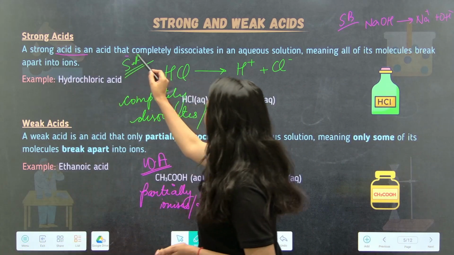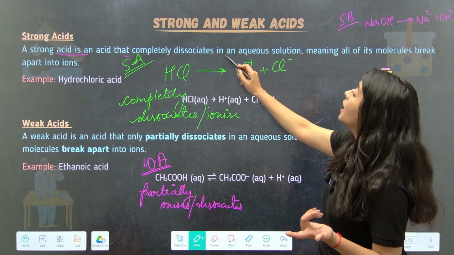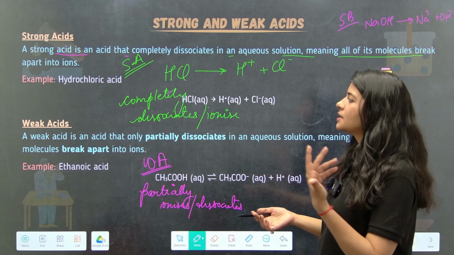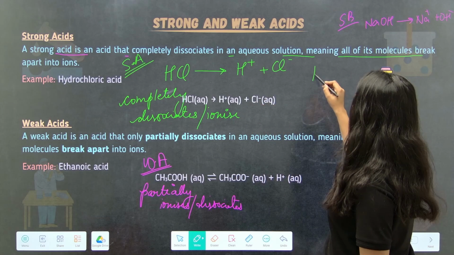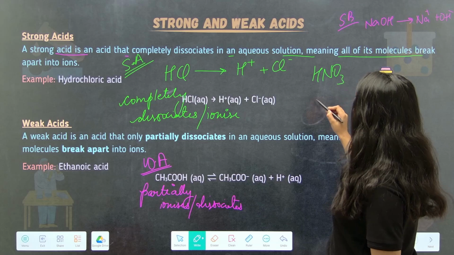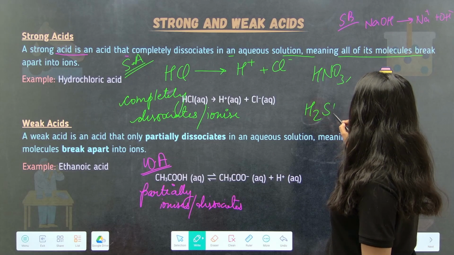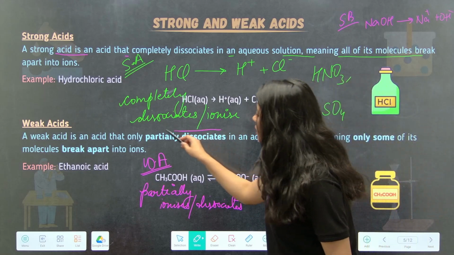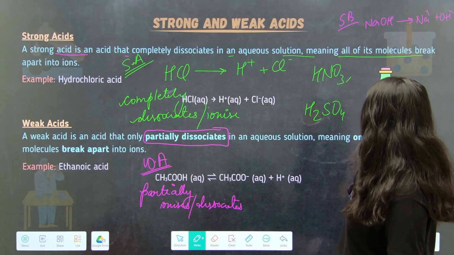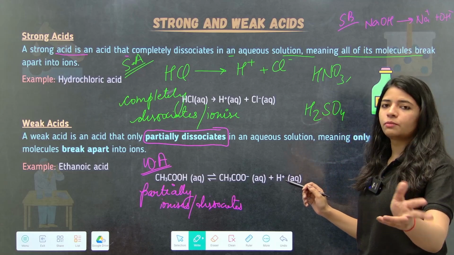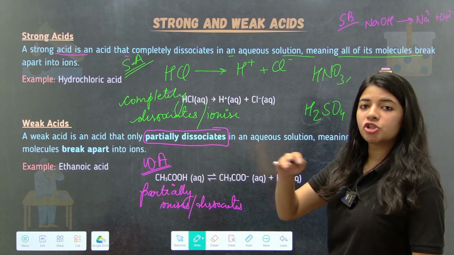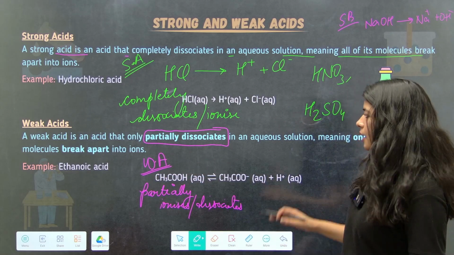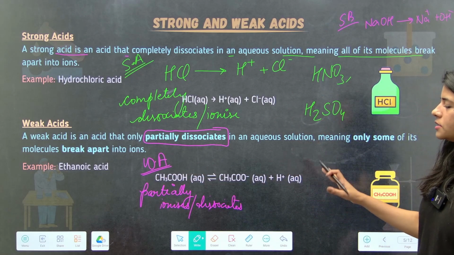Now let's read quickly. A strong acid is an acid that completely dissociates in an aqueous solution, meaning all of its molecules break apart into ions. For example, your HCl, or another example we can take is HNO3. Another example we can take is your sulfuric acid. Next, a weak acid is an acid that partially dissociates in an aqueous solution, meaning only some of the molecules break apart. Only some, partial dissociation. That is your weak acid, for example, your ethanoic acid. I hope this is clear. If you wish to note down this, you may do.